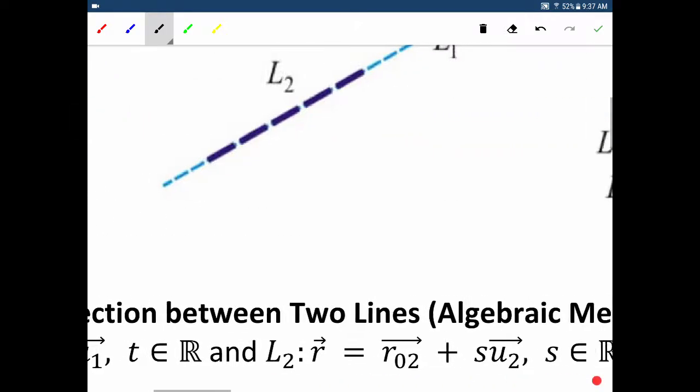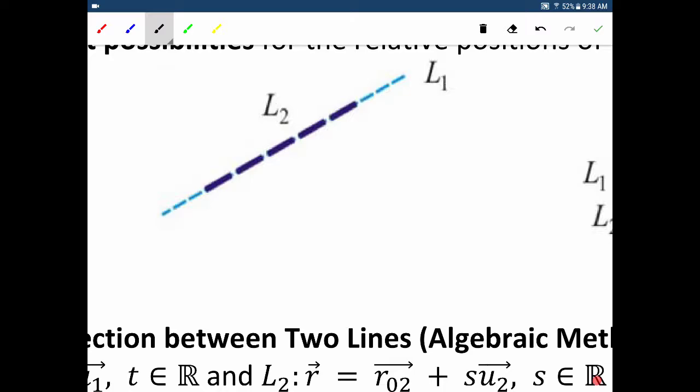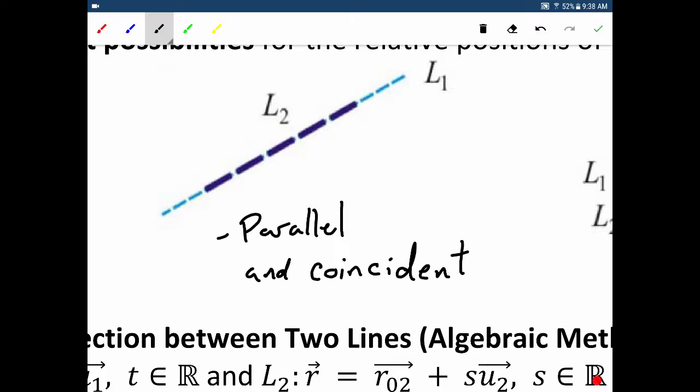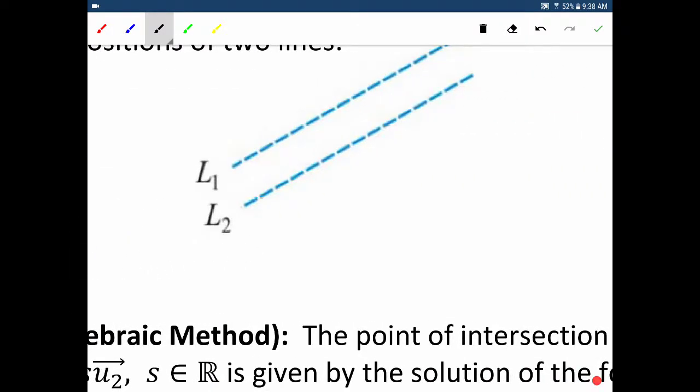Okay. The next one is when they are parallel and coincident. So in other words, that's a fancy way of saying it. Essentially, it's the same line. It's not considered the same line because you give two equations, but it is. These two lines are taking place in the same space, and so they have an infinite number of points of intersection.